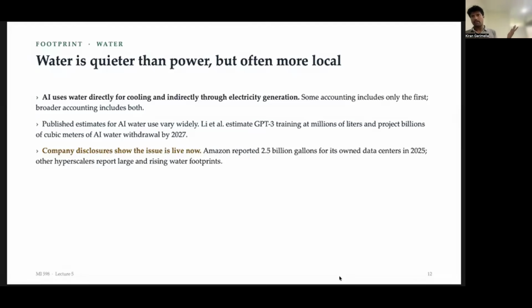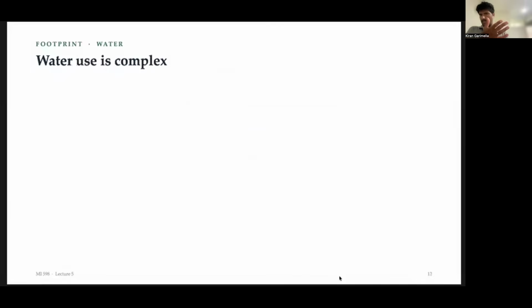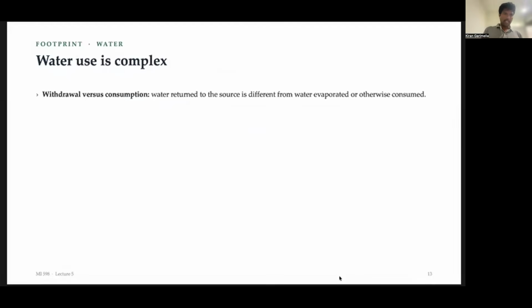So there's a lot of energy usage in there, a lot of wastage of water in that process as well. But it's overall like the process. Maybe we'll get to that in the next slide. This is also a very complex thing, because it's only used for cooling. It's returned to its source, right? So it's only used for cooling.